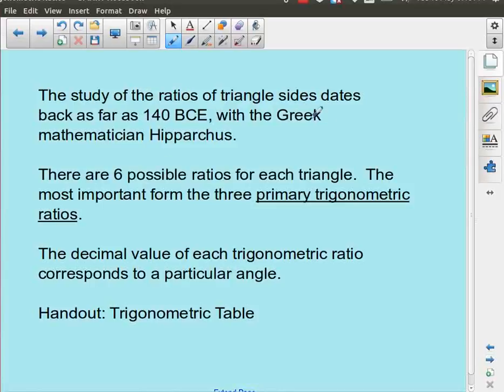Okay, now, with a lot of math, and this is not an exception, the idea of studying triangles, studying triangle sides goes all the way back to 140 before the Common Era. And so that's over 2,000 years ago. Greek mathematician Hipparchus actually came up with 6 possible ratios, but decided 3 of them were the important ones, and then there are secondary trigonometric ratios, 3 of them as well. Whenever we take a ratio, it's going to result in a particular value. And if you're here in class, we're going to be discussing that in terms of this trigonometric table.